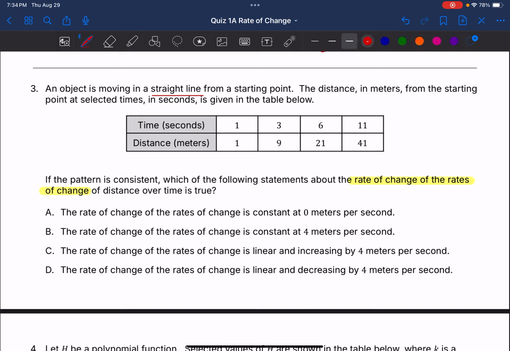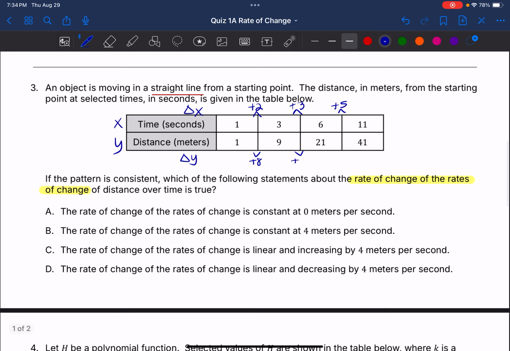So what I'm going to do first is let's find all the delta x's. And it's not a trick. X is usually on top, y is on the bottom. It's just a sideways table. So for our delta x, between these two, it's plus 2. Between here, it is plus 3. From here, it is plus 5. Then on the bottom, if I want to find our delta y's, this is plus 8, plus 12, and then plus 20.